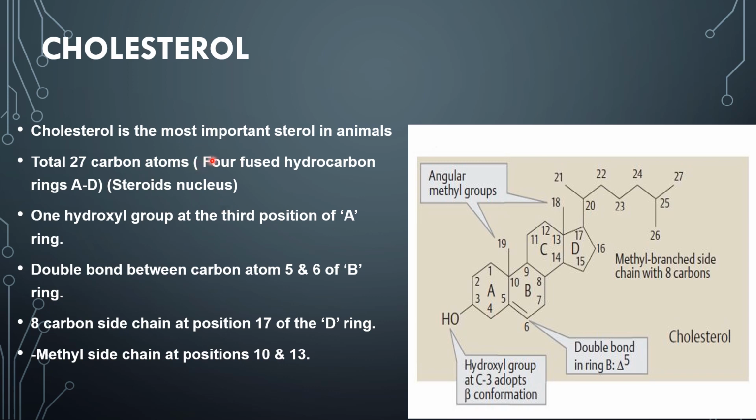Cholesterol is the most important sterol in animals. Here you can see the structure of cholesterol. It comprises a steroid nucleus having 4 fused rings. Attached to carbon number 17 of the steroid nucleus is an 8-carbon side chain. Also, it has a hydroxyl group at carbon number 3, a double bond between carbon number 5 and 6, and methyl groups at carbon number 10 and 13.